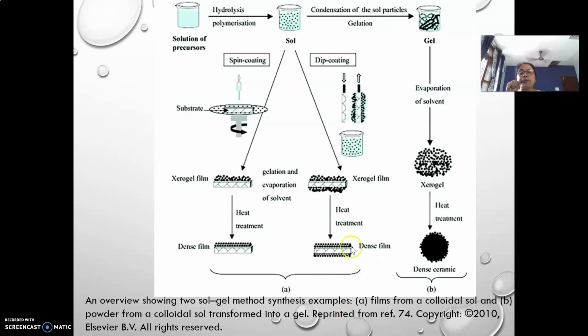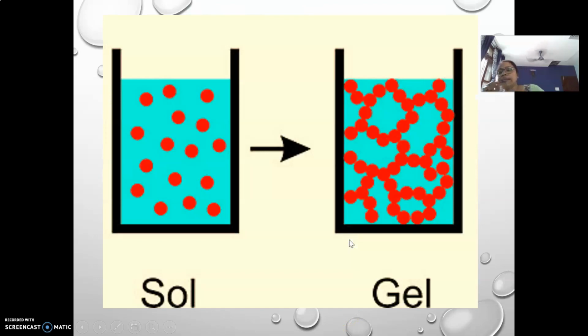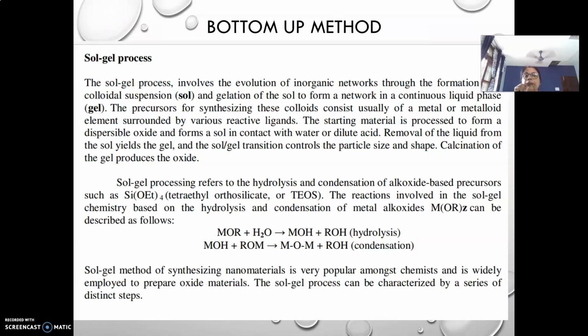So in the next phase, this is the difference between the sol and the gel. In the sol, the particles are farther apart from one another, but if you allow the solvent to evaporate, you will have the gel phase where the nucleation will take place.